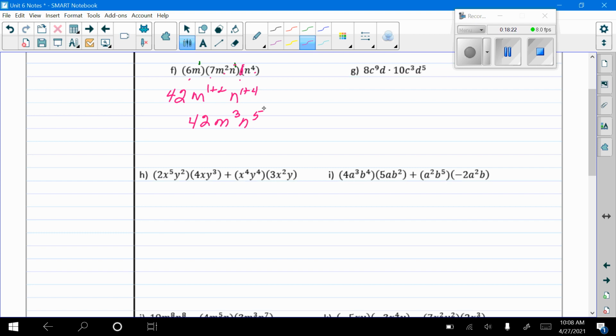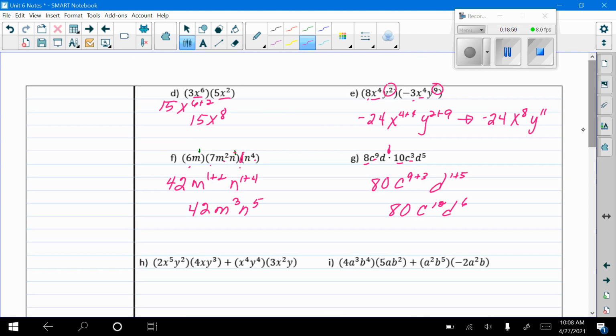On G, okay, now G, I'm doing the same thing, except I didn't put parentheses around them, but it still has a dot, which still means multiplication. Okay, so they're still in a row, they're still multiplying. Here are my coefficients, the 8 and the 10. So 8 times 10 is 80. Now start with our variables. I've got C, and it's going to be 9 and 3, so 9 plus 3. And D is going to be, this is a 1, because it's not shown, so it's a 1 and a 5, so 1 plus 5. So 80, C to the 12th, D to the 6th.